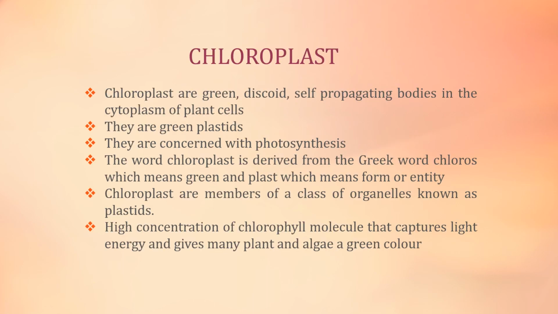Chloroplast. Chloroplasts are green, discoid, self-propagating bodies in the cytoplasm of plant cells. They are green plastids. They are concerned with photosynthesis. The word chloroplast is derived from the Greek word chloros, which means green, and plast, which means form or entity. Chloroplasts have a high concentration of chlorophyll molecules that capture light energy and give many plants and algae a green color.